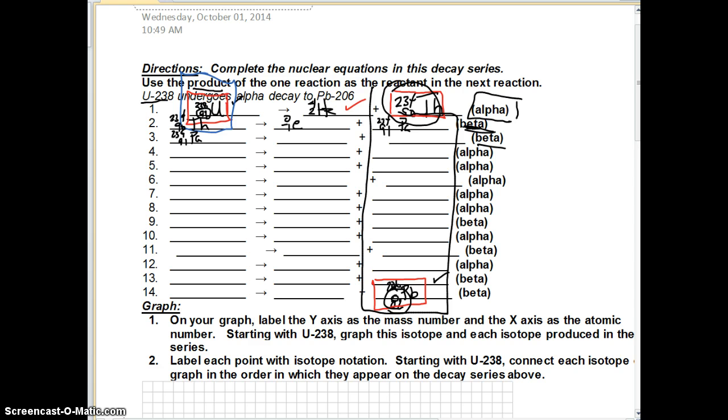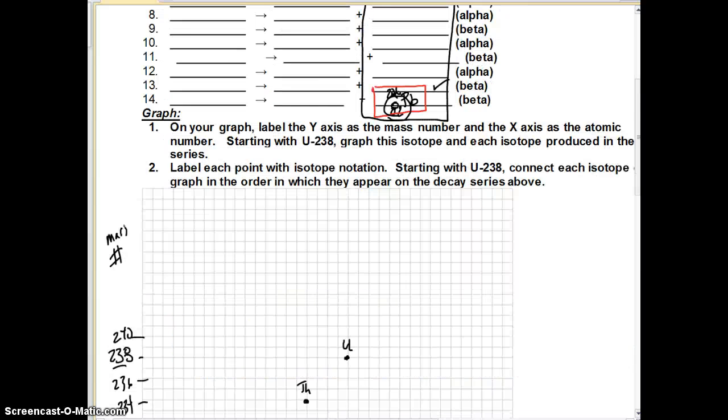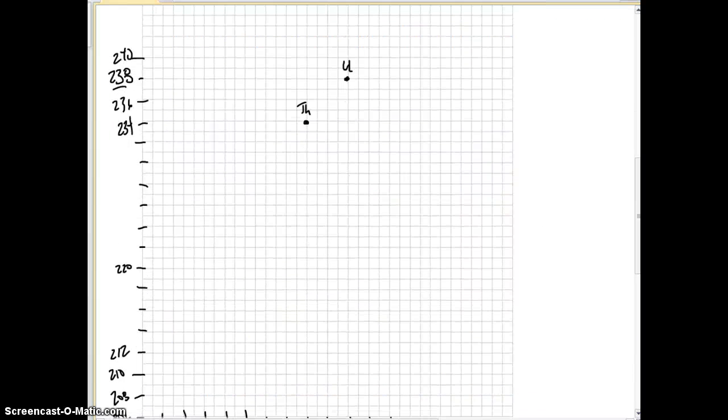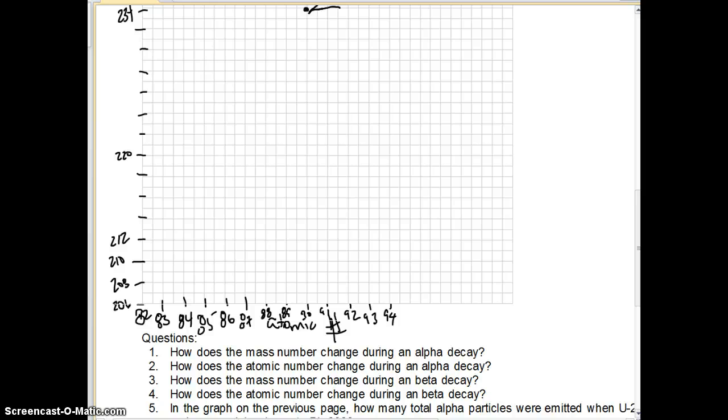So your job is you're going to complete this decay series using your alphas and betas, and then you're going to make your graph, and then you're just going to draw straight lines through each one of these points, and it'll start going like this, and it'll keep going down until you ultimately get down here to 206, and that's our goal, to get down there to the bottom.